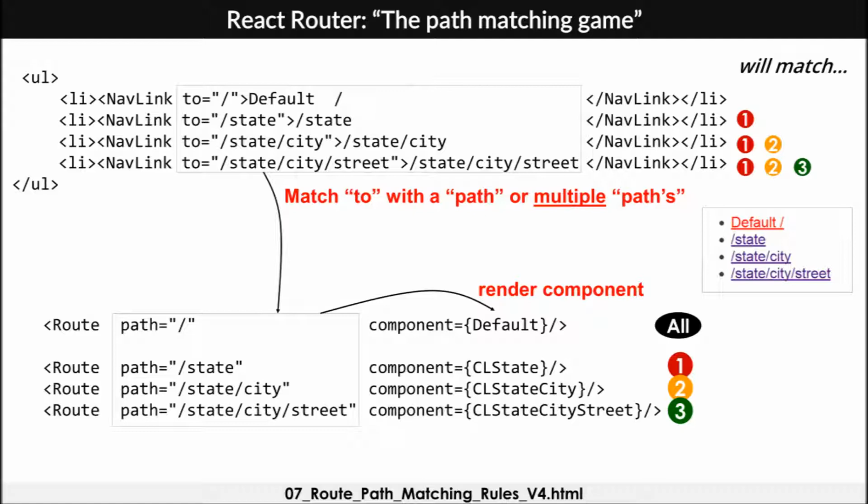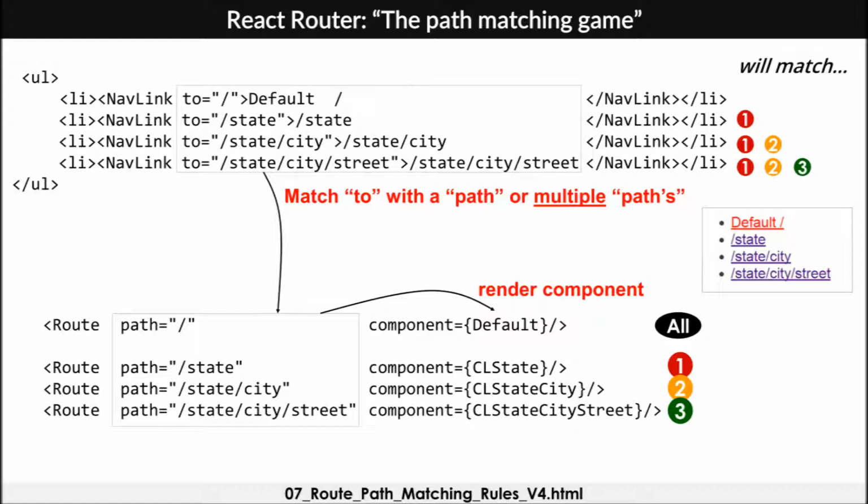What have we got? Look down at the bottom. It will render CL state, CL state city, and CL state city street. Because the logic is that with /state, /city, /street, it says I can match /state. I have enough in my URL to match /state. I can also match /state, /city. So I will execute or render, as it were, component CL state city. And I have enough to match the last on the path list, /state, /city, /street. So I will also render CL state city street.